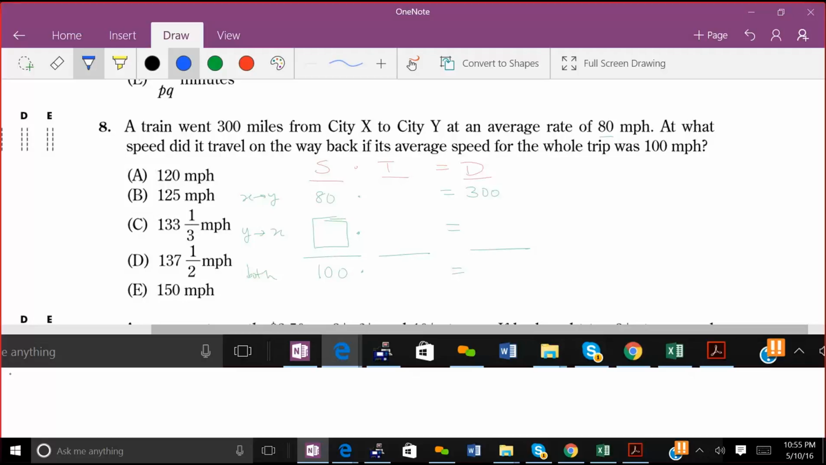No. Think about it this way. If you drive to Florida at 80 miles an hour, and you drive back at 20 miles an hour, not gonna happen. Do you think your average speed is going to be 100 miles an hour?